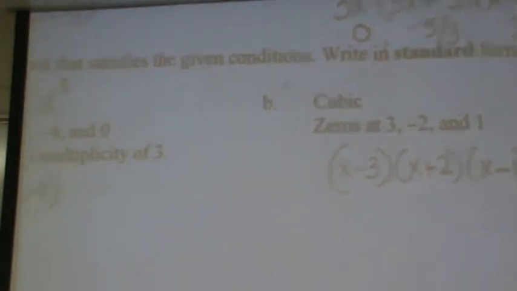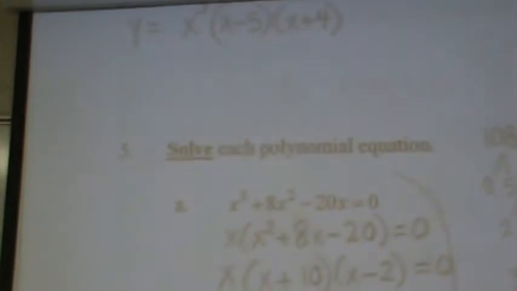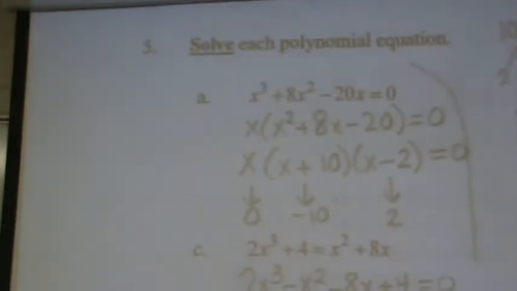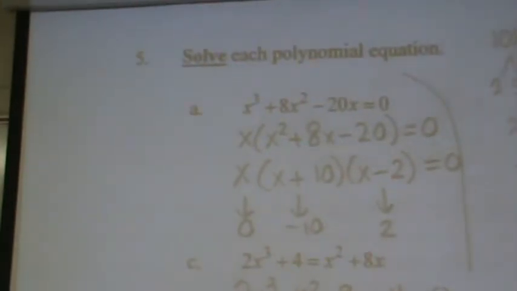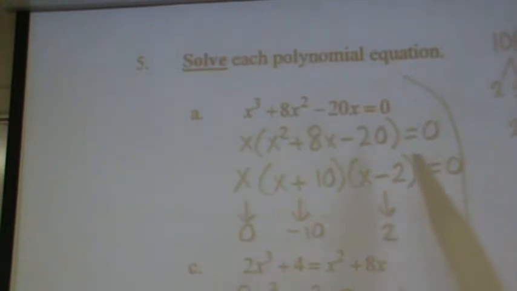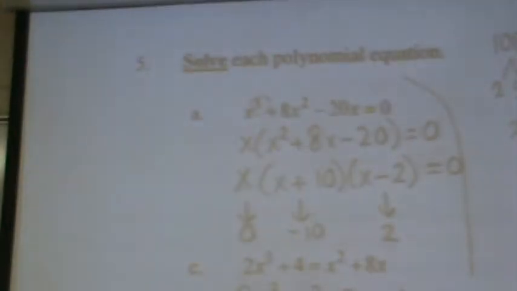For 5, you had 6 polynomials to factor. What you're gonna do is, for this one, A, I pulled an x out and then factored this. X plus 10, x minus 2, your zeros are 0, -10, and 2. Remember, see this number right here? That's the maximum number of zeros you're gonna have.